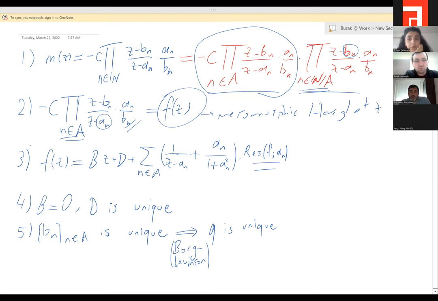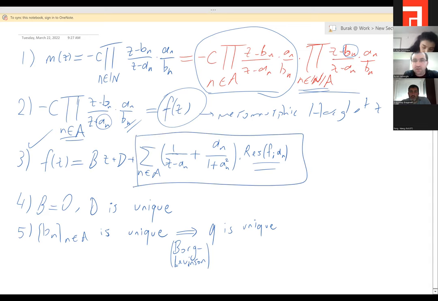And this allows us to get the third step. So that means we can use the Herglotz representation theorem and get this representation. So now what is nice about the right-hand side is we know everything in this infinite sum, because it just consists of the poles with the index at A and the residues, and we know all of them. So what is left is just the linear part, and it's a bit technical, but it's possible to show that with given data, the coefficient B will be zero and the constant D will be uniquely determined.